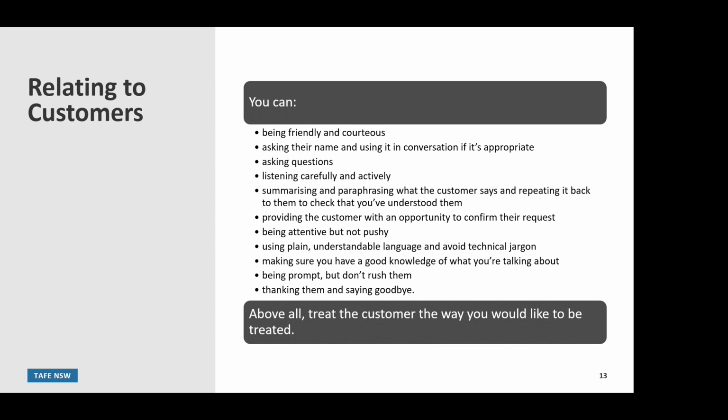Provide them with an opportunity to confirm their request. So did that sound right to you? Is that what you want? Being attentive but not pushy. Use plain, understandable language and avoid technical jargon. Make sure you have a good knowledge of what you're talking about.